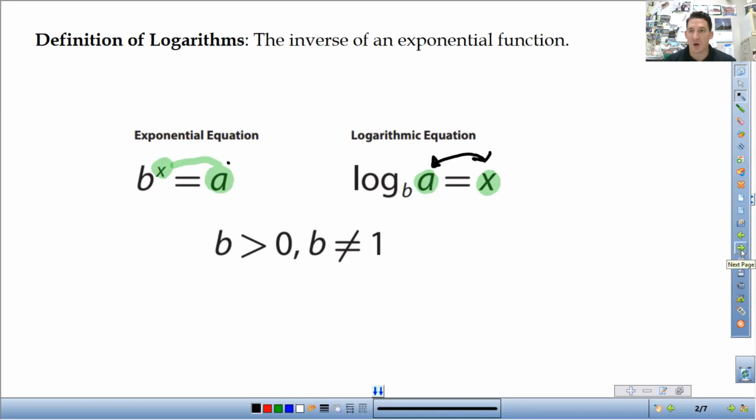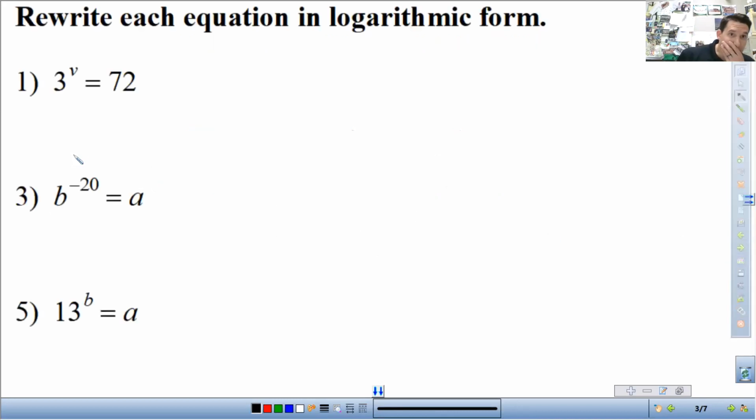All right, so let's look at some of this. So 3 to the v power is equal to 72. We're going to write it in logarithmic form. The v and the 72 are going to switch spots. So the equation is going to be equal to v. The base of the exponent becomes the base of the log. So this is log base 3. And then the 72 goes here. That's it, right?